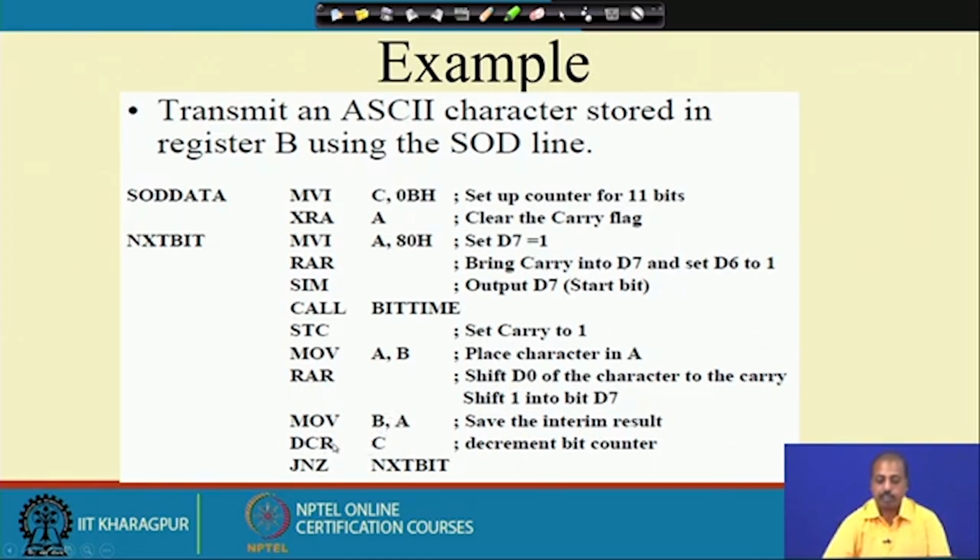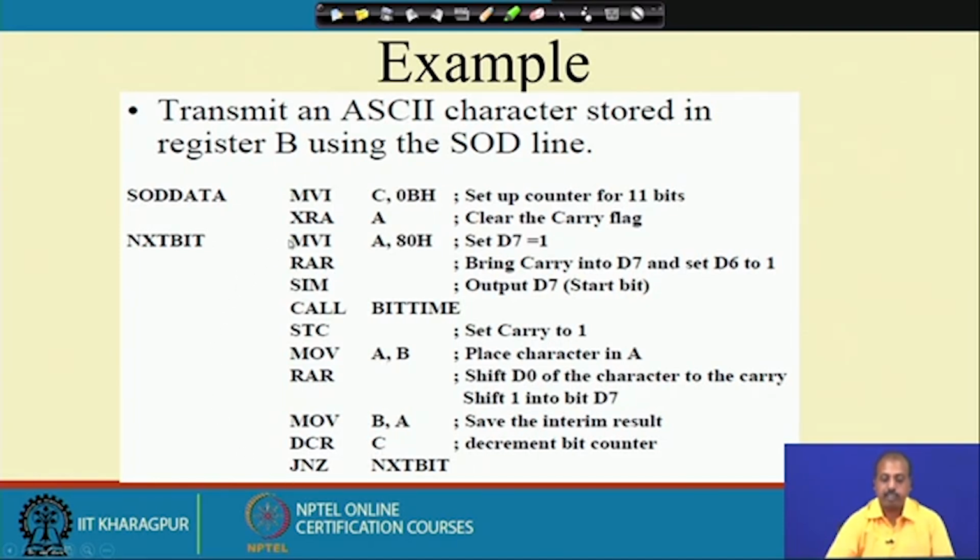So, at the end of it, the next bit that we want to transmit is available in the carry, and the D7 bit is 1 by this set carry. Then when we do this RAR, the carry bit comes to D7 and the bit that we want to transmit comes to the carry after this RAR instruction. Then we save this intermediary value and then we decrement C. So, 1 bit has been transmitted, the start bit. So, it is decremented by 1, and jump on not 0. So, we come to the next bit.